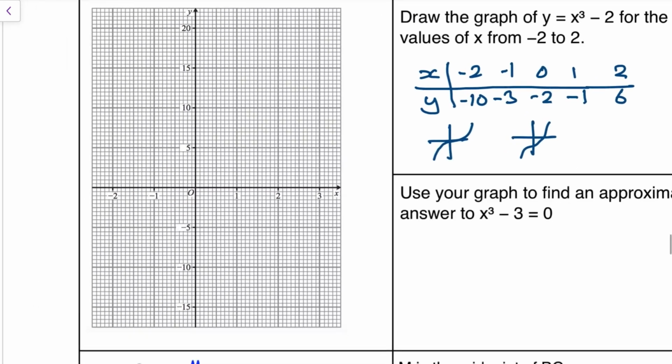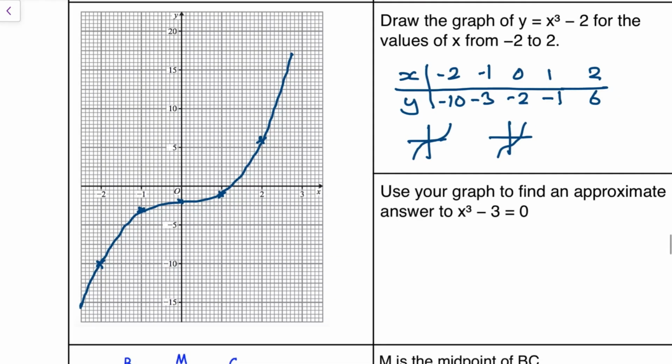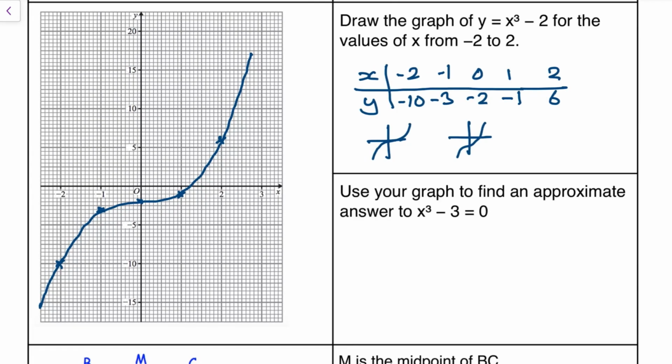So let's have a quick look at my scale. Right, so I've got -2 against -10, that's easy enough. I've got -1 against -3, so that's 1, 2, so that's here. +2 against 6, which is going to be up here. And then I'm going to join all these up in the way I'd expect. Give me the nice curve which I need to see, and it's going to look something like that. Question done.